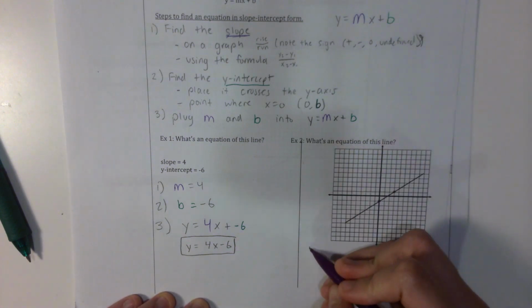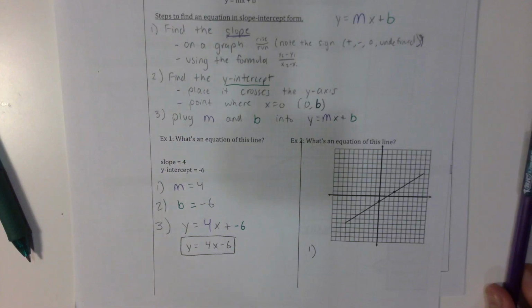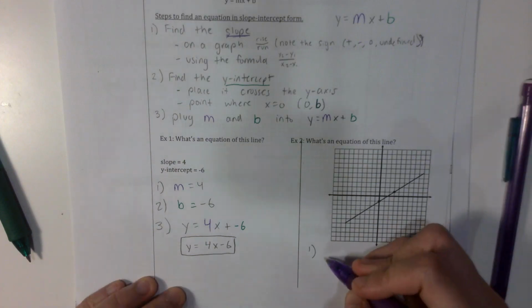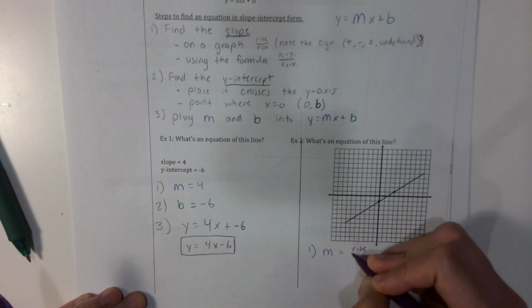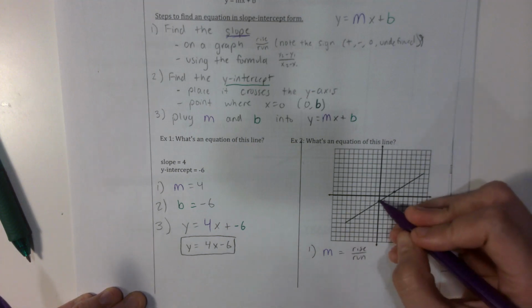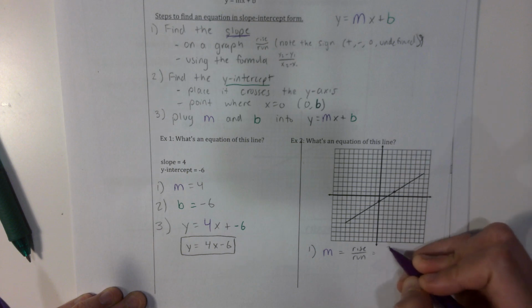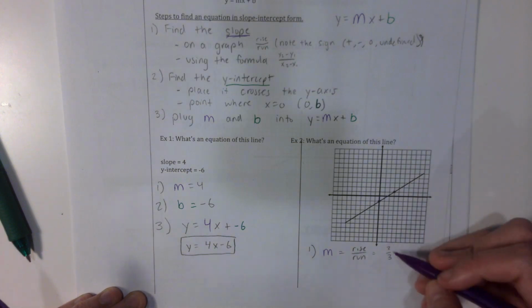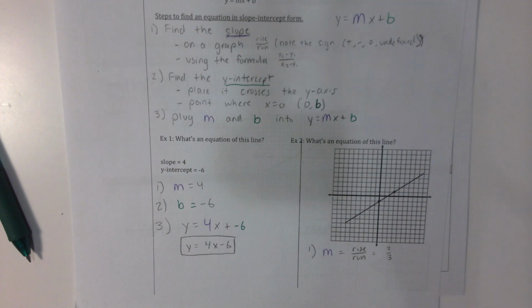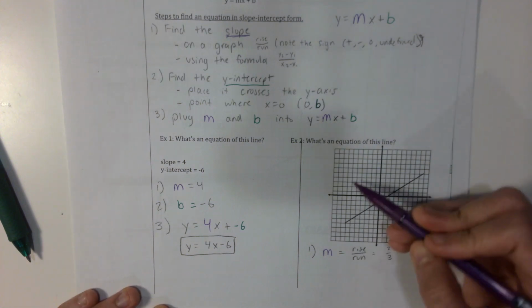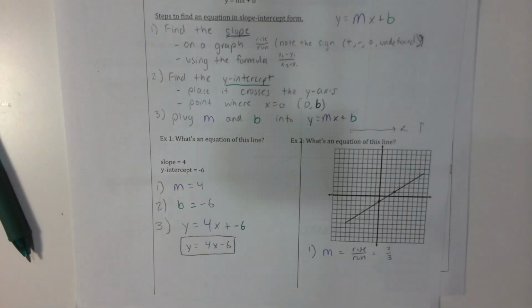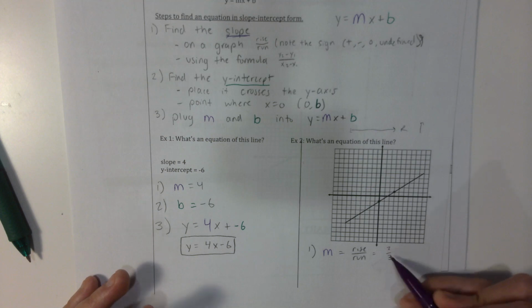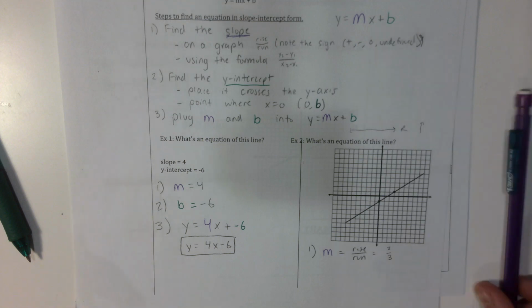So 1, we need to find our slope. So we have m equals, and let's do rise over run. So we start here, we go up 2, we went over 3, so we know that our slope is 2/3, and we want to make sure, let's check it, right? It's positive, from left to right it's going up, so we know that this is a positive number, so we did that good.